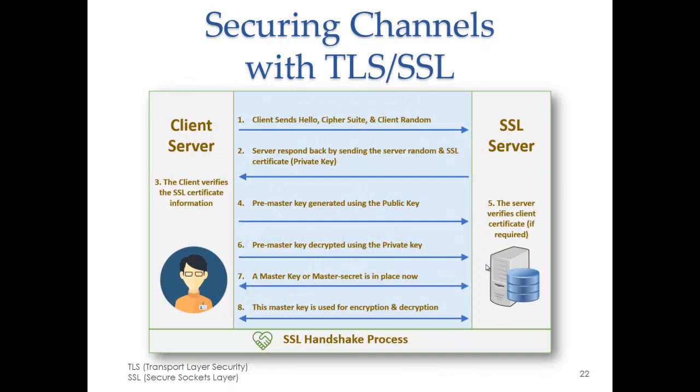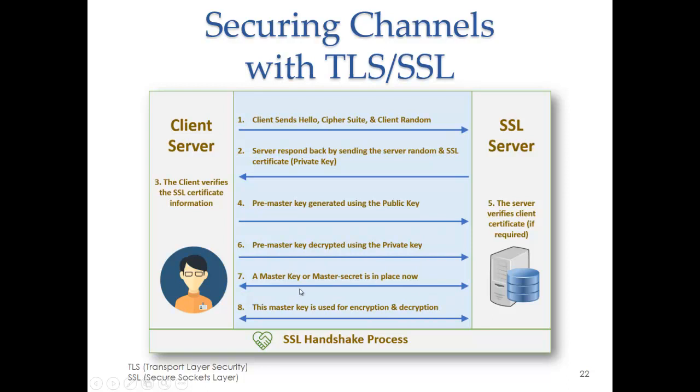So this is an example of a client and a server, and they have something called a handshake process where SSL is used to send hello, cipher suite, and client random to the SSL server. The server responds back by sending the server random and SSL certification or a private key. Then the client server sends the pre-master key generated using the public key, and the SSL server, the client server also sends the pre-master key decrypted using the private key.